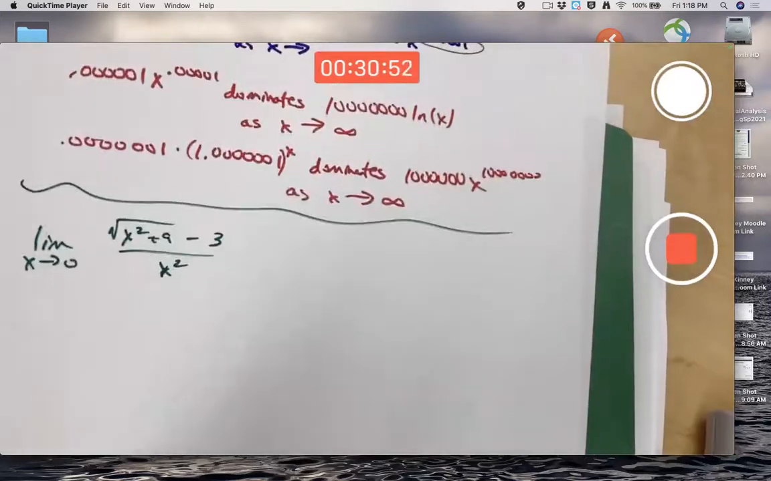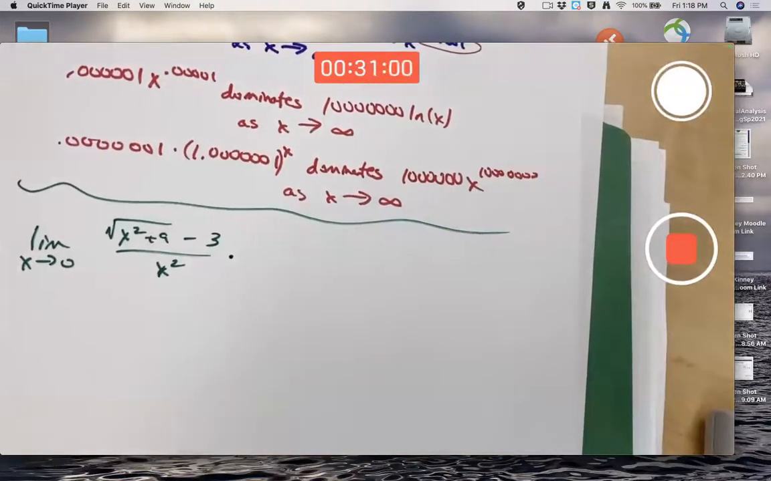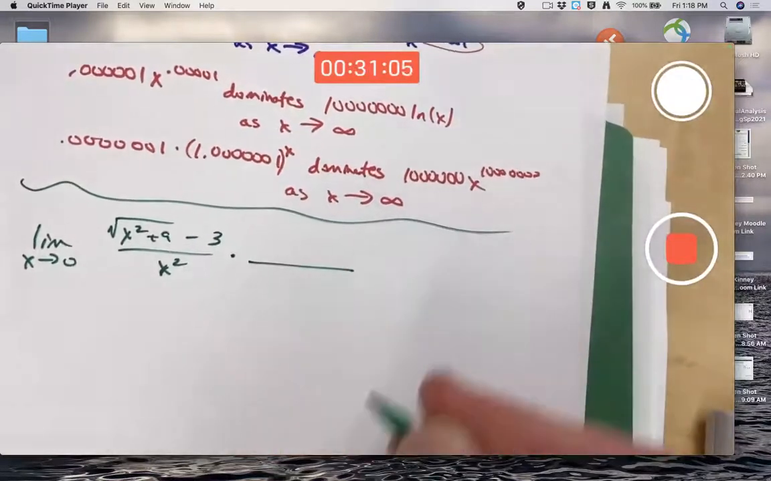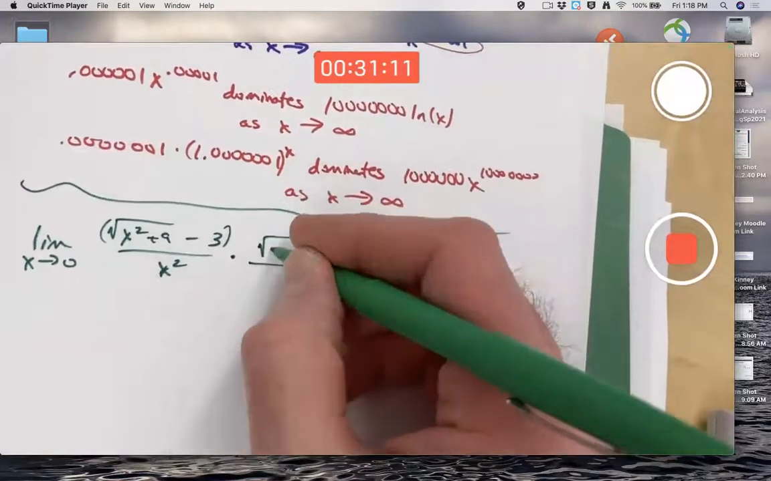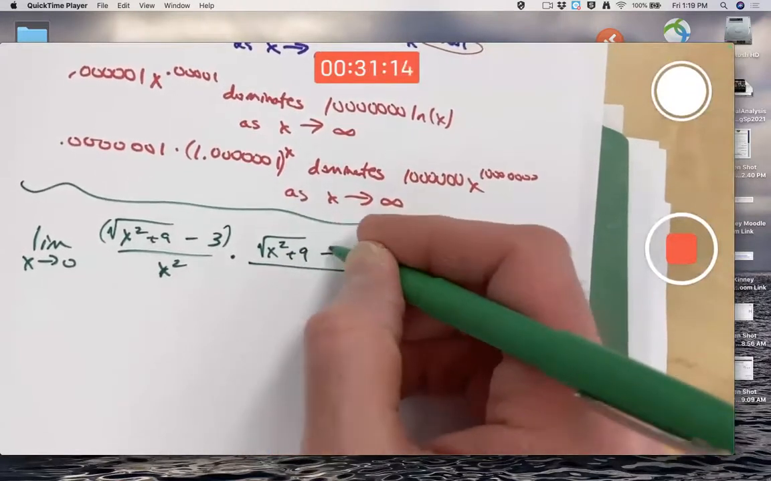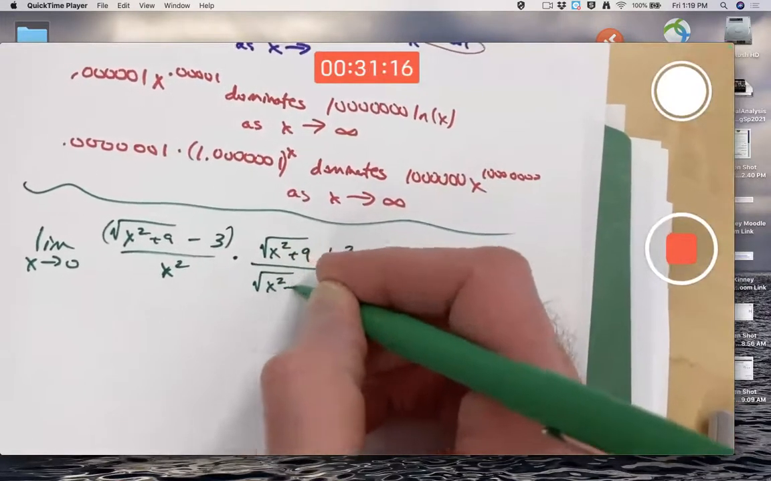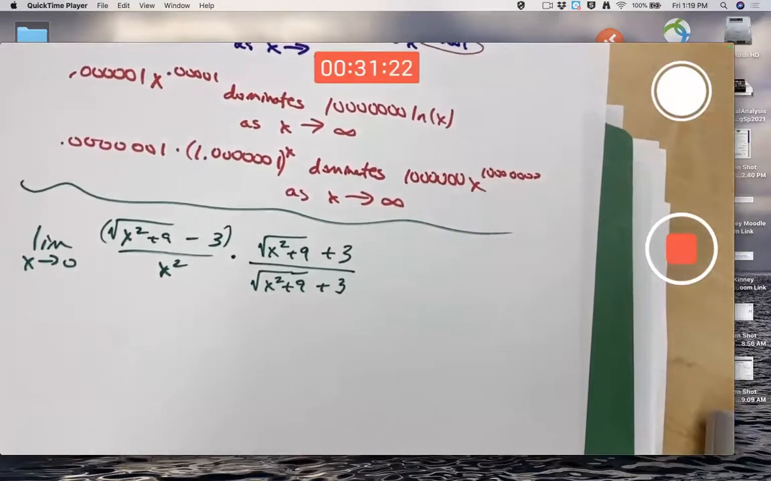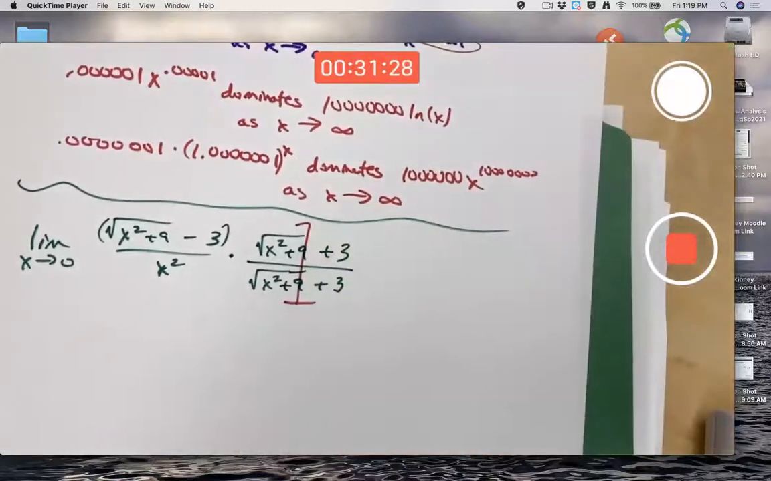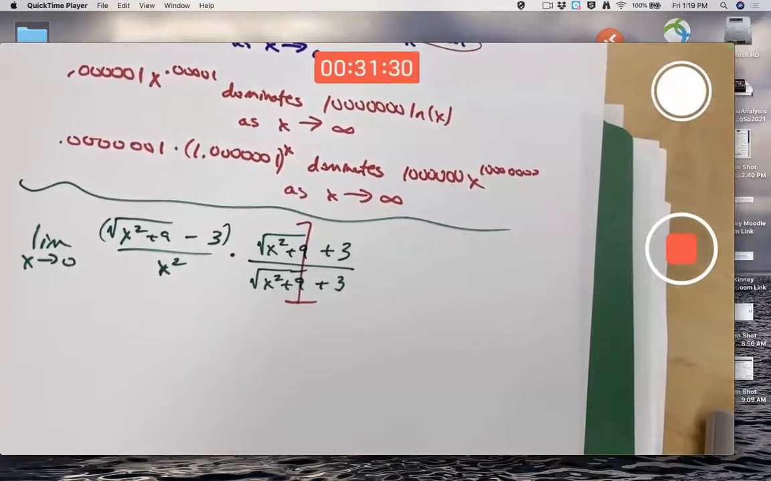Can it be done? Can you figure out the limit some other way? It turns out you can, and I'm going to go ahead and show you. Should you be able to do this kind of thing on an exam? Maybe if I gave you help. And the help I would give you is the hint of multiplying by 1 in a special way. And here's the special way. Square root of x squared plus 9 plus 3 on both the top and the bottom is the special way to multiply this entire fraction by 1 in a way that will help us solve the problem. That's not obvious, but that's going to work.